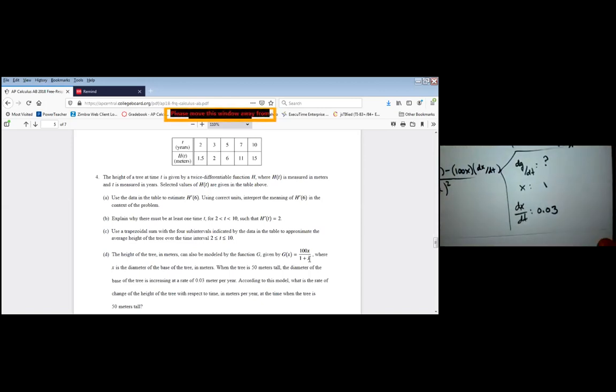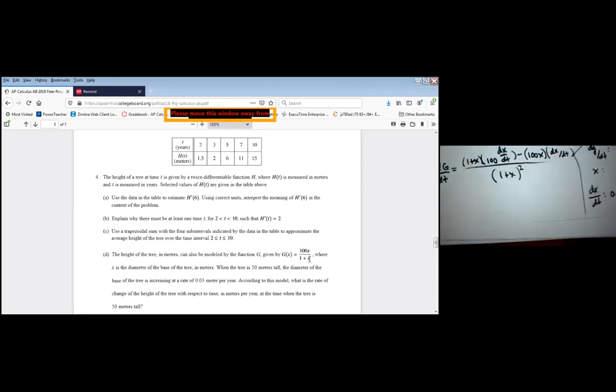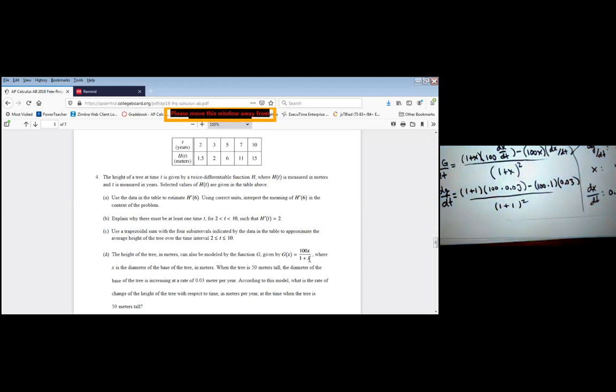You don't have to do any math whatsoever. You just go over here. It's free response. Just plug stuff in and leave it. So dg dt is equal to 1 plus 1 times 100 times 0.03 minus 100 times 1 times 0.03, all over 1 plus 1 squared. You got full credit. What do we think?